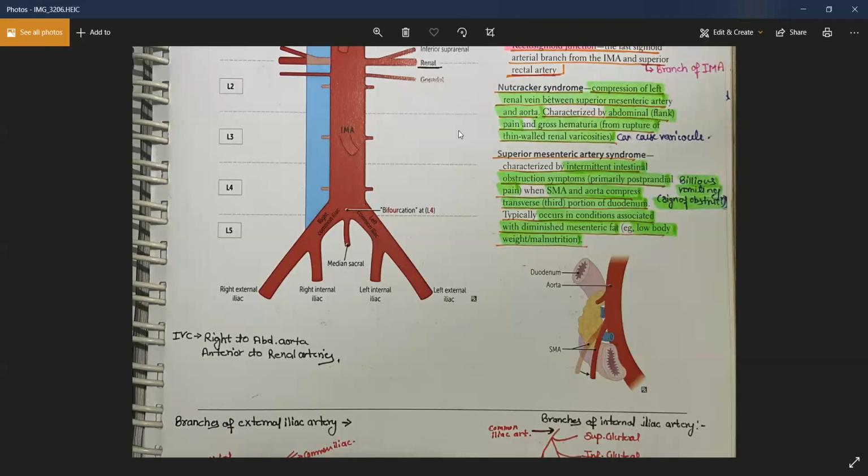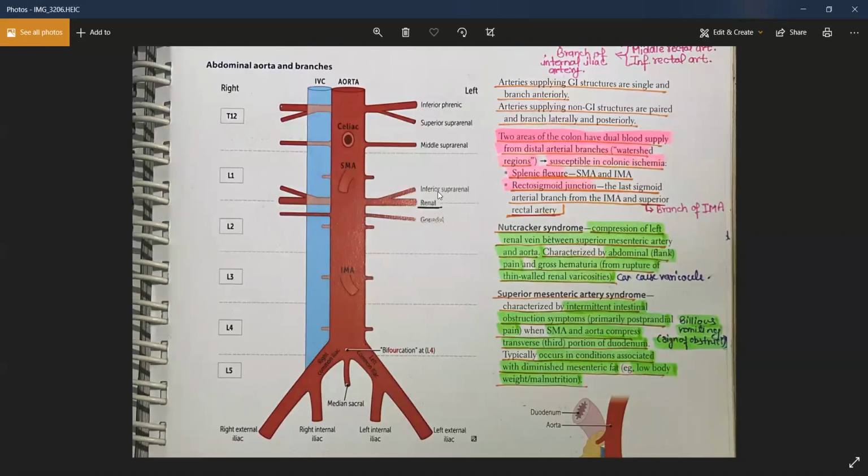Because you also know that the left gonadal vein will drain the blood directly into the left renal vein. So due to the blockage of this left renal vein, the patient can also have a varicocele, a bag of worms-like appearance. So varicocele would be there, flank pain would be there, and the hematuria would be there. These are all the things you will look for in nutcracker syndrome. Very important.